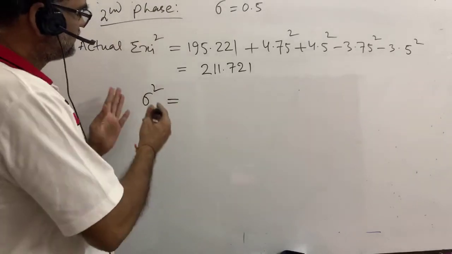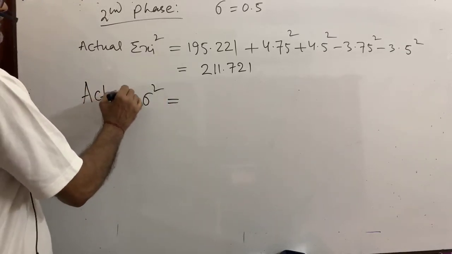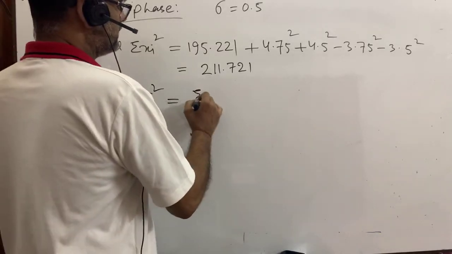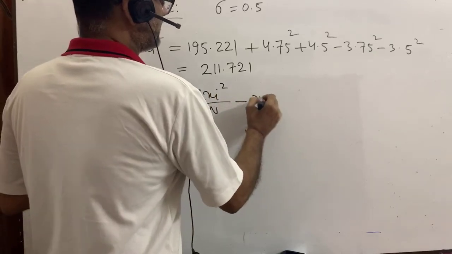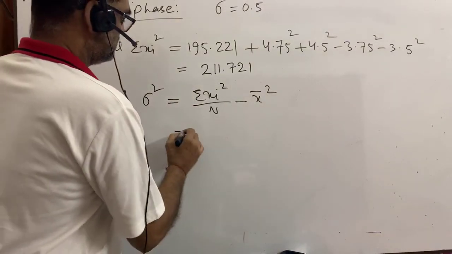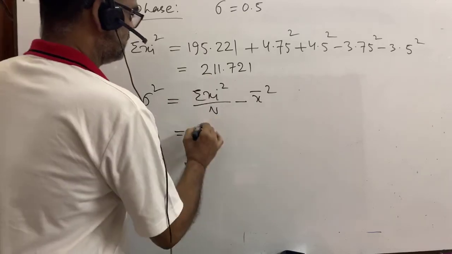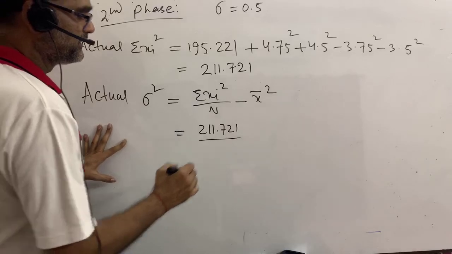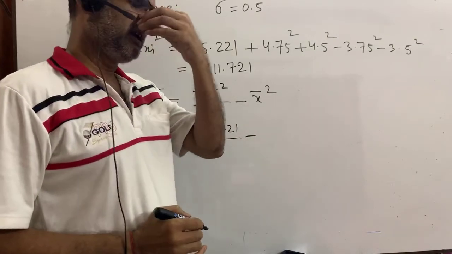Anyway, what is sigma square? Actual variance. Actual variance equals what? You know the formula, summation xi square by n minus x bar square. So what is summation xi square? Summation xi square equals 211.721 by how many subjects? 10 subjects.